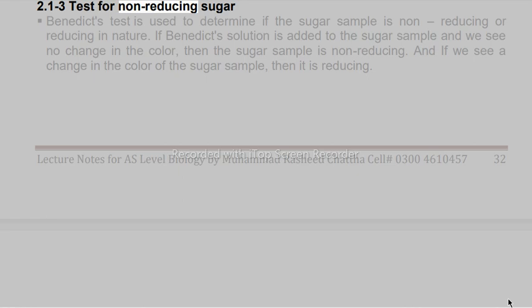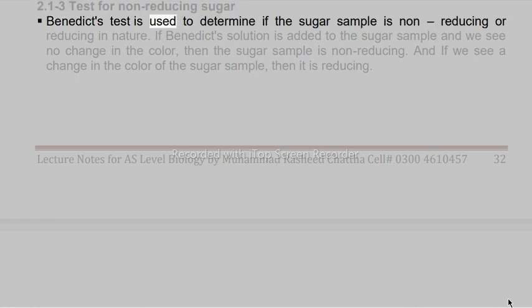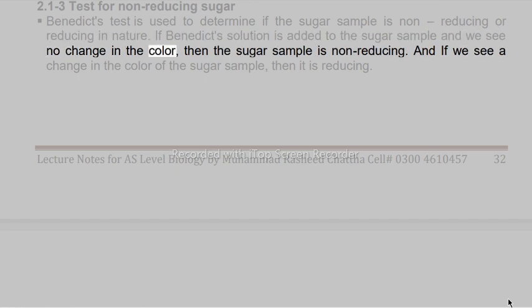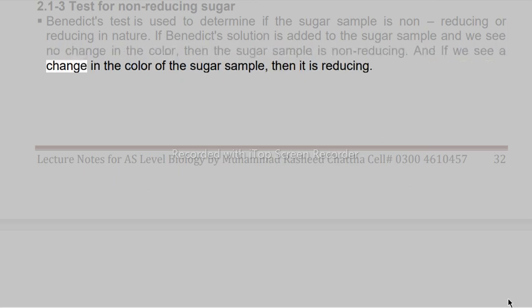2.1-3 Test for non-reducing sugar. Benedict's test is used to determine if the sugar sample is non-reducing or reducing in nature. If Benedict's solution is added to the sugar sample and we see no change in the color, then the sugar sample is non-reducing. And if we see a change in the color of the sugar sample, then it is reducing.